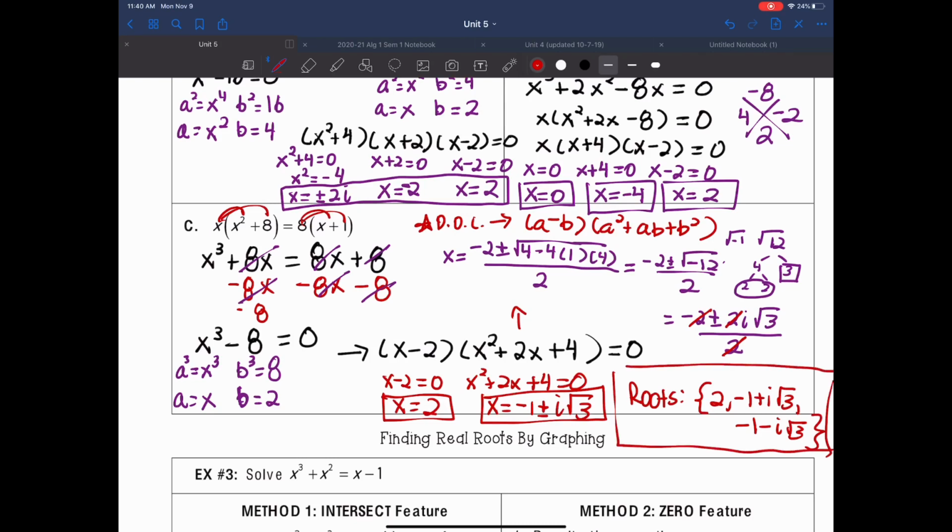Now, obviously, this one was a little bit more involved because we had a difference of cubes, and then we also had to use the quadratic formula to factor out that trinomial. But that is how you solve the more complicated ones.